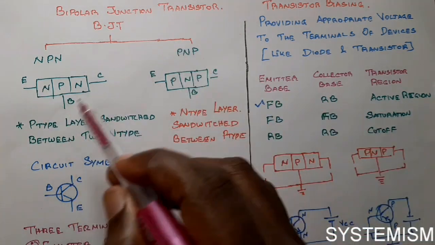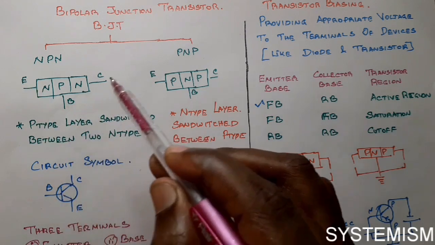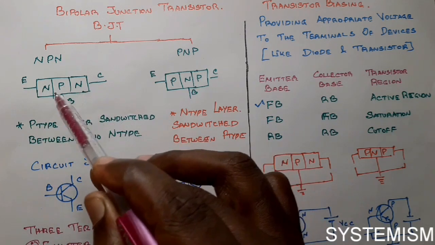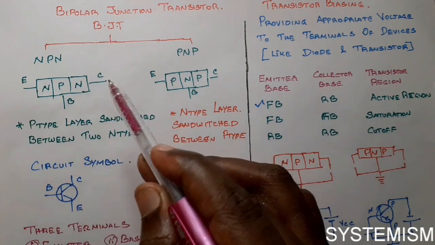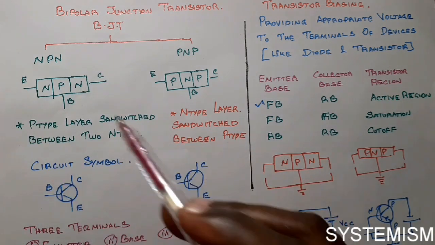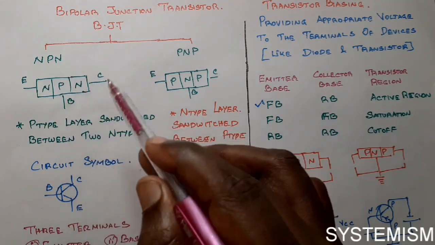Okay, we know what the terminals are: emitter, base and collector. The region between the two is called base. One side is emitter, another side is collector. Okay, this is the structure of your transistor.